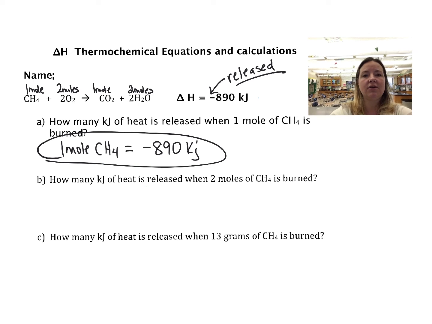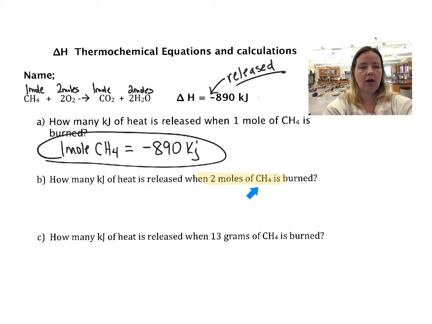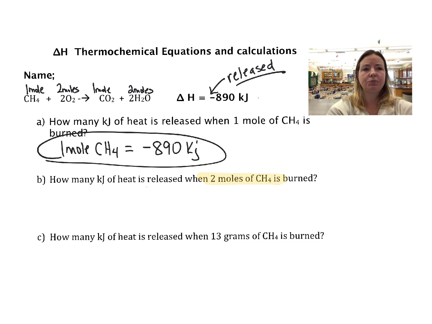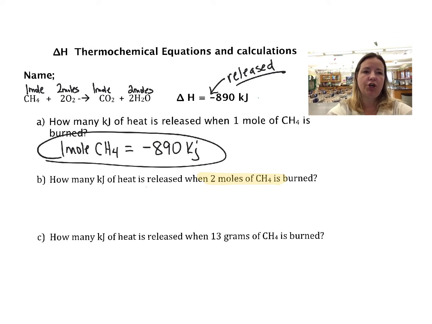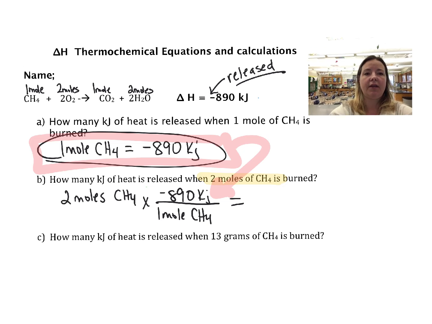Now, letter B and letter C get a little bit more complicated. Because letter B wants to know, well, how many kilojoules of heat energy is released when 2 moles of CH4 are burned. So that means that we have twice as much. So we can use the conversion factor that 1 mole is 890 kilojoules being released, and we can multiply that conversion factor by 2 moles.